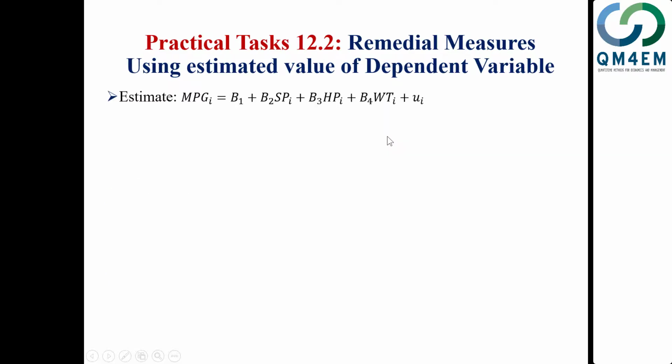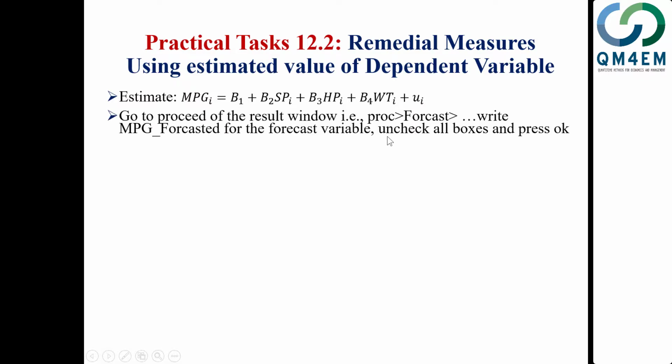So in EVIEWS, first of all, you have to estimate this model. Obviously, you need the importation of the data and then opening it as a group, and then you have to estimate this regression model. How you can estimate this model, you know that already, so I don't need to tell. So the next step is that I need the forecasted value of the dependent variable.